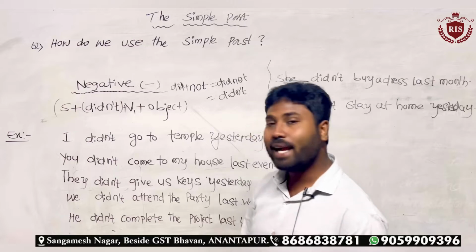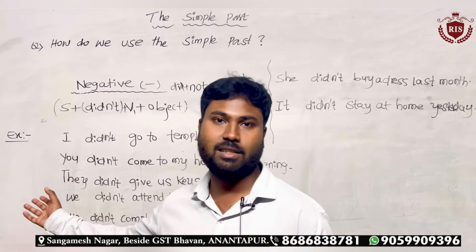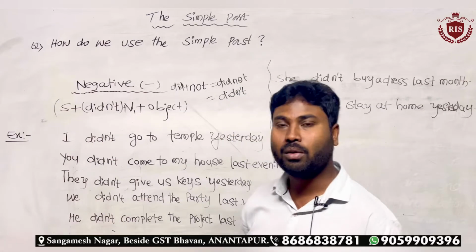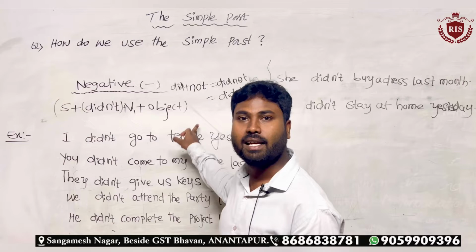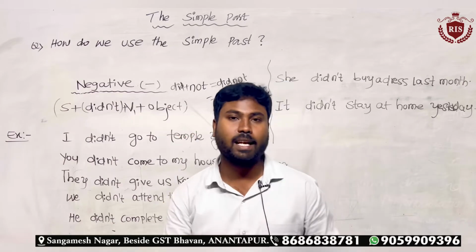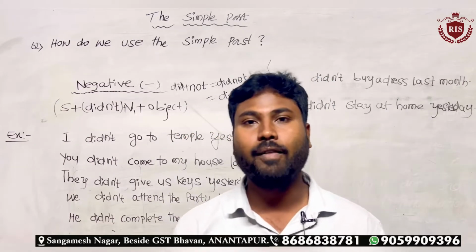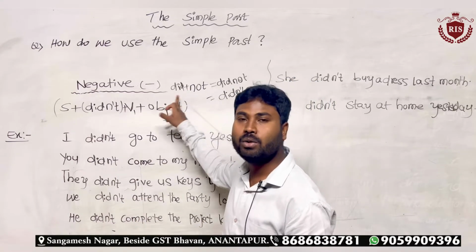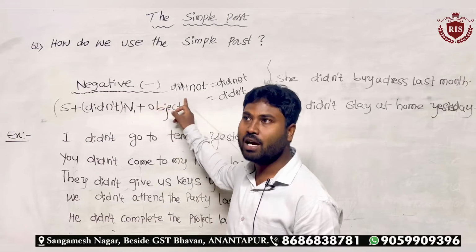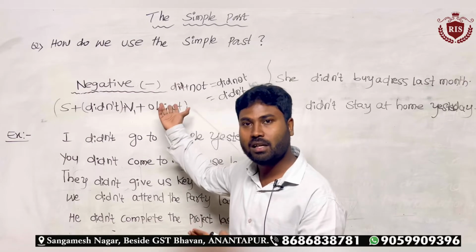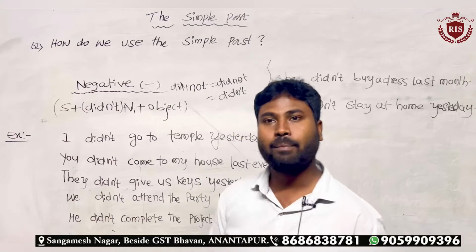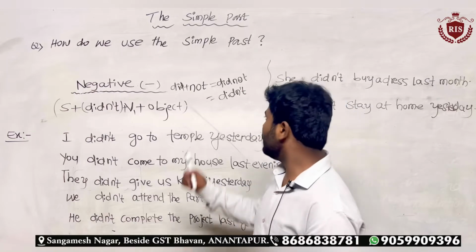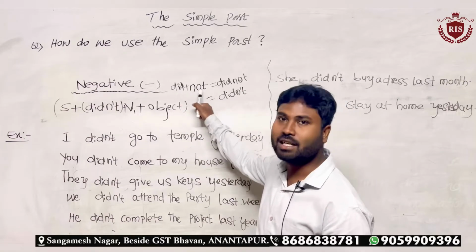Usually the helping verb that we use in the simple past, we have all got to know, is the did auxiliary. So in the negative sentences what do we do? We just add not to the auxiliary. If you add not to the auxiliary it becomes did plus not, did not. The contractive form of did not is didn't. Now I hope everyone has understood till here.